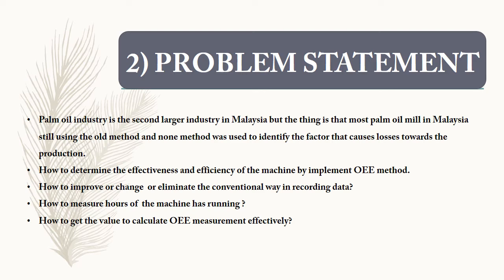So what is the problem statement for this project? Palm oil industry is the second largest industry in Malaysia, but the thing is that most palm mill in Malaysia still use the old method, and no method was used to identify the factor that causes losses towards the production.